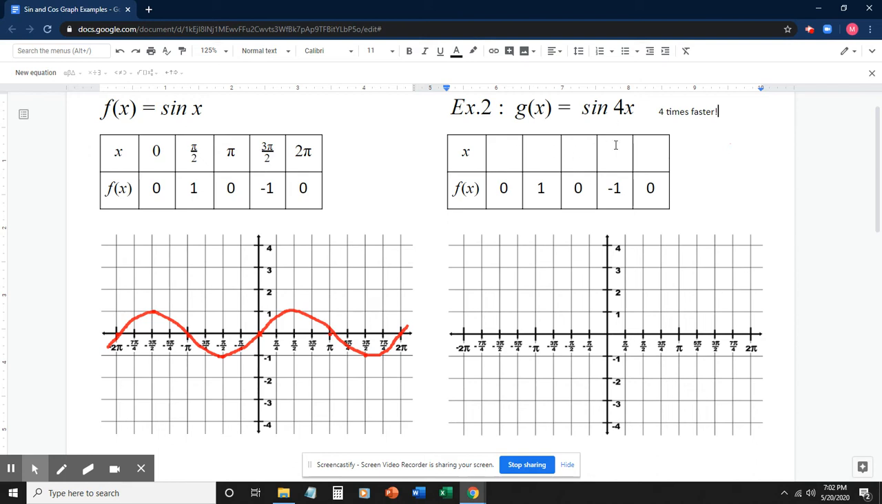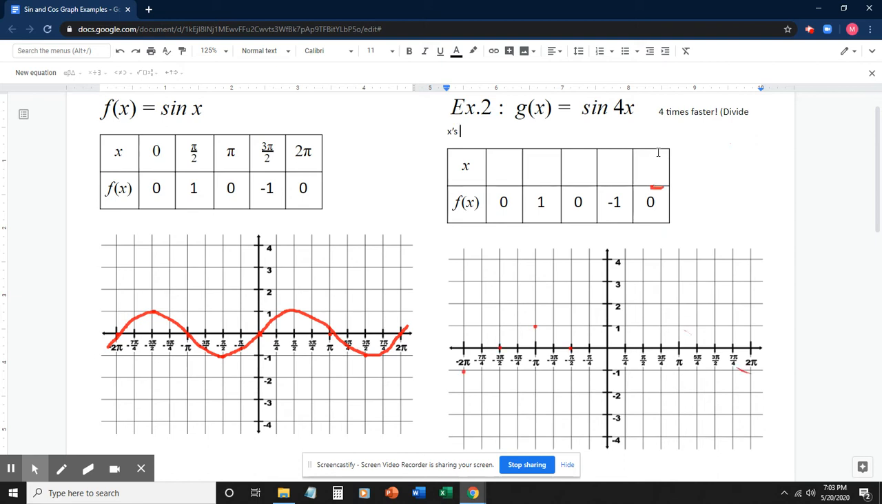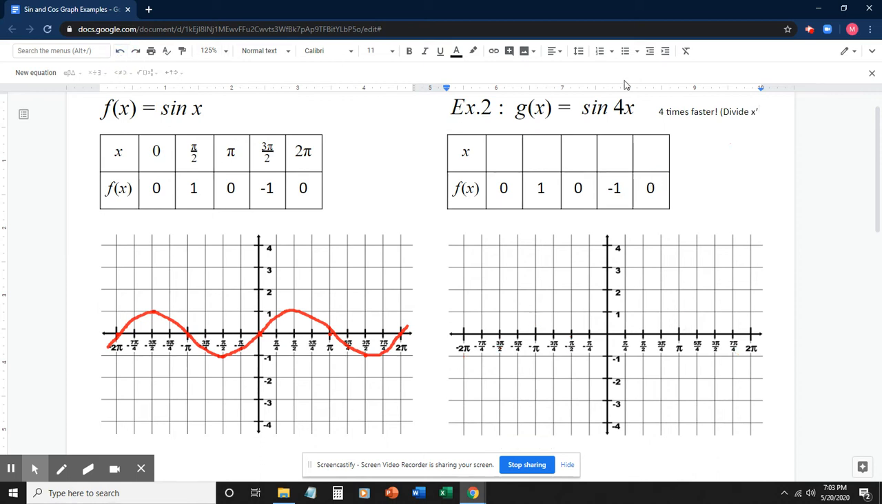Okay, what does that actually do to the x's? Well, if I'm moving 4 times faster, it's going to divide the x's by 4. So 4 times faster, it's going to divide all the x's by 4. I can't type it in there without making a mess of everything, so I'm just going to leave it alone.